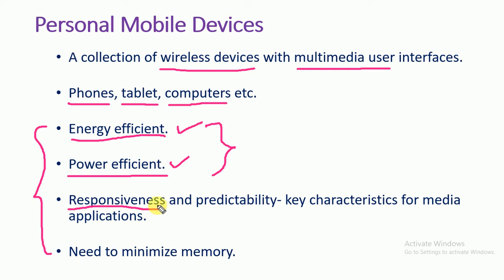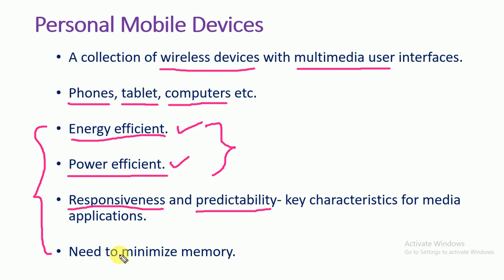And also predictability. So many things can be predicted, because nowadays we can use the mobile device for finding the route to a particular location, or finding weather details and so on. Many features have been added, and many things can be predicted by using mobile devices and the various other features associated with them. So these two are the key characteristics of any media application: responsiveness and predictability.